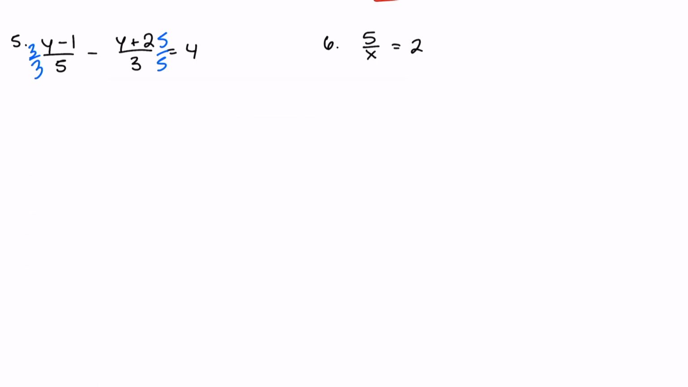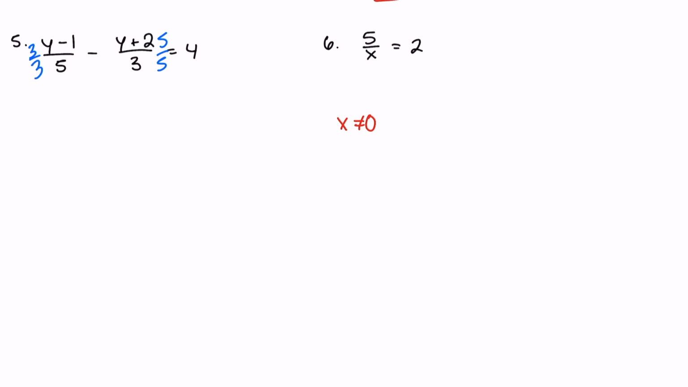Question 6 is the first time you're seeing a variable in the denominator. When you see a variable in the denominator, you need to first make sure that the denominator cannot equal 0. So the first thing you need to do is set some sort of criteria. So if the denominator cannot equal 0, then x cannot equal 0.